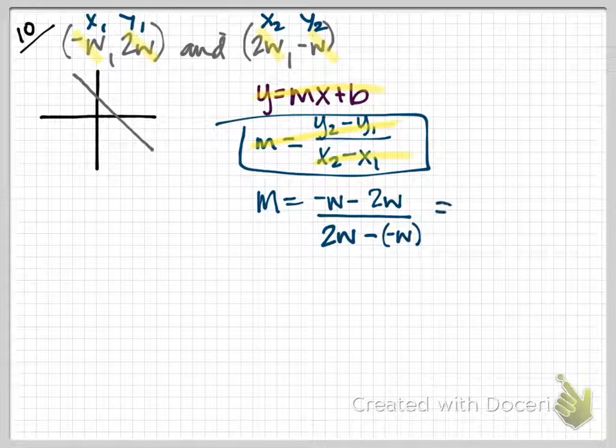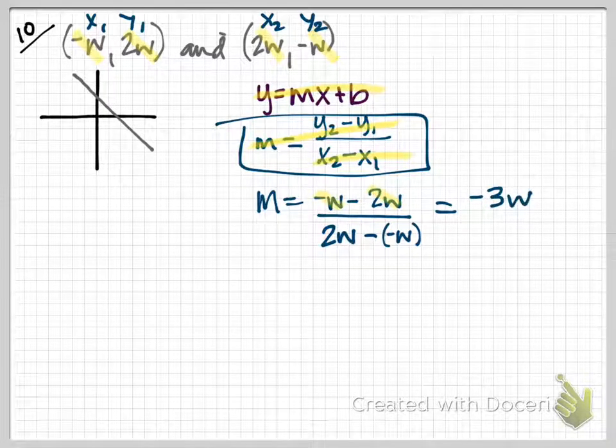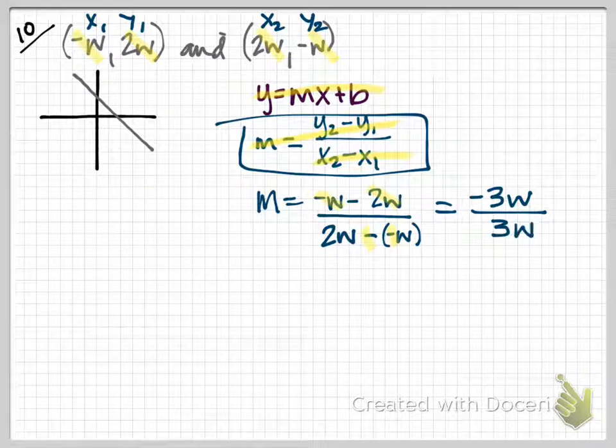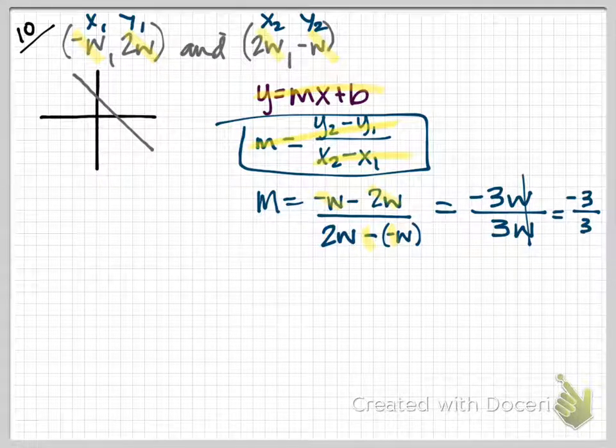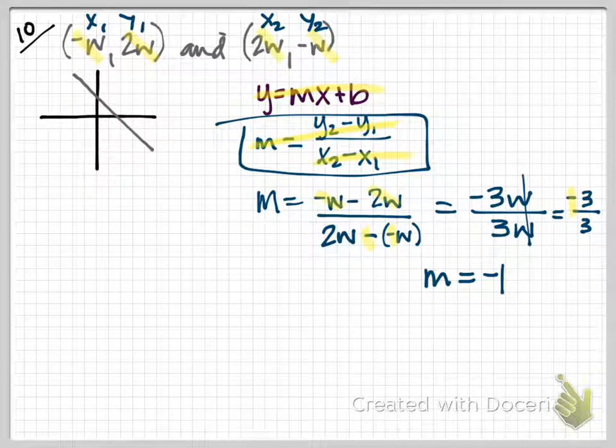Okay, so now I want to combine like terms. I have minus w minus 2 more w's, so in the top, I have minus 3w. In the bottom, 2w minus a negative gives me a positive, so I have positive 3w. Now my w's cancel out, so I'm left with negative 3 over 3. You can do that in your calculator, or maybe you know that anything divided by itself is just 1, and we still have a negative sign. So we know from here that m equals negative 1.